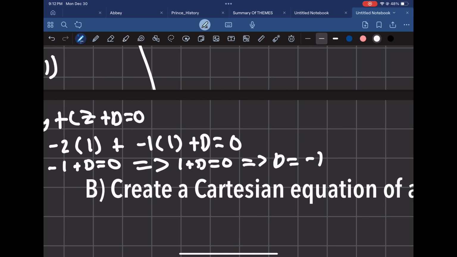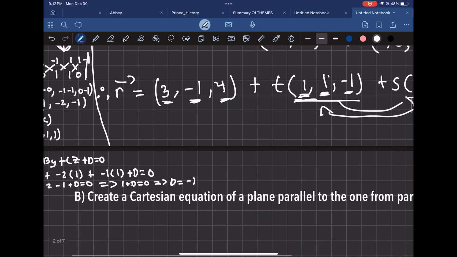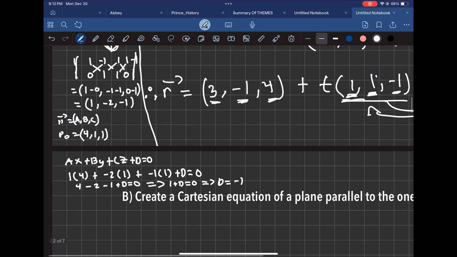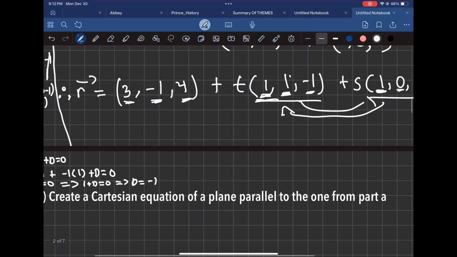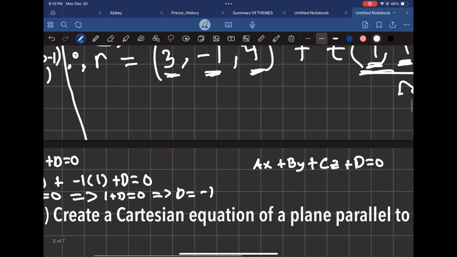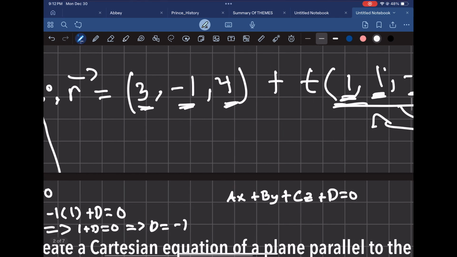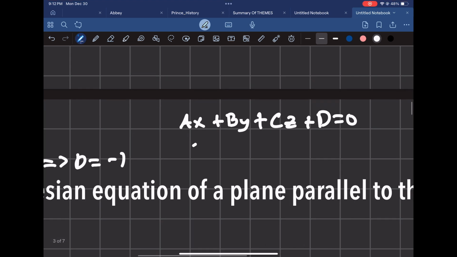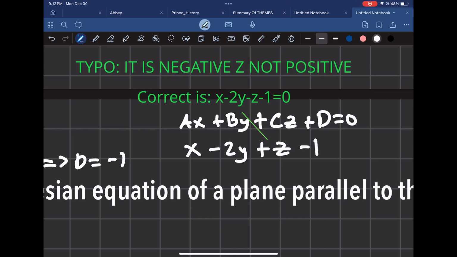Now we just rewrite the Cartesian equation using the normal. Remember, ax plus by plus cz plus d equals 0. And the normal was 1, negative 2, negative 1. So that's just 1x or x, minus 2y, minus z, d equals negative 1, equals 0. So that is our Cartesian equation. So that's done for that problem.